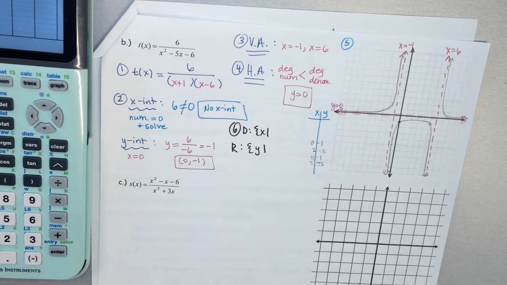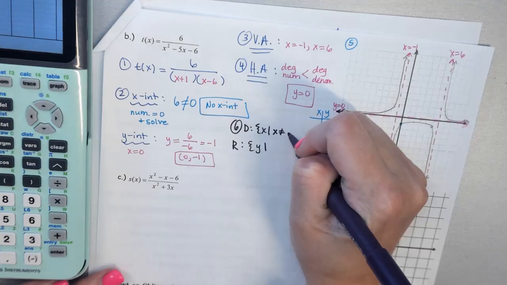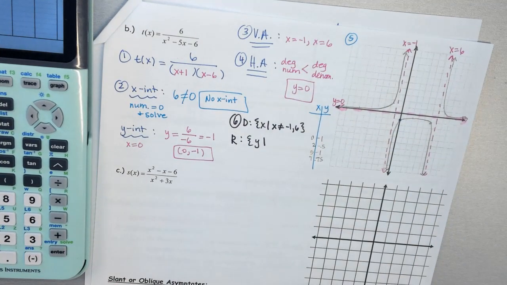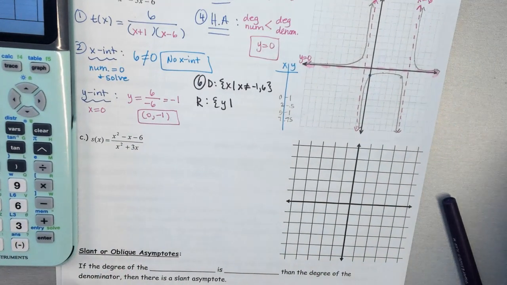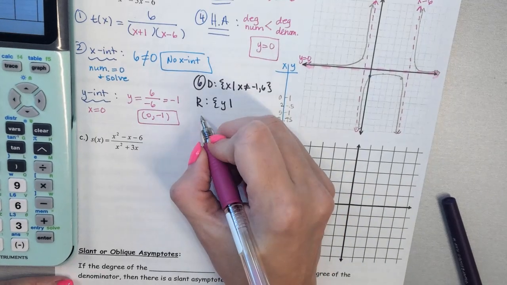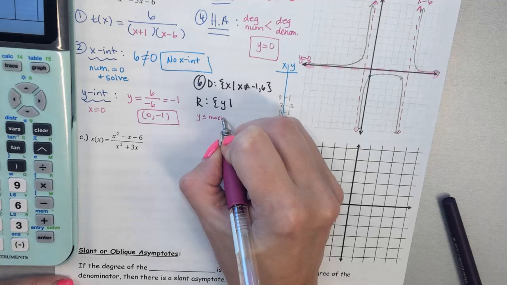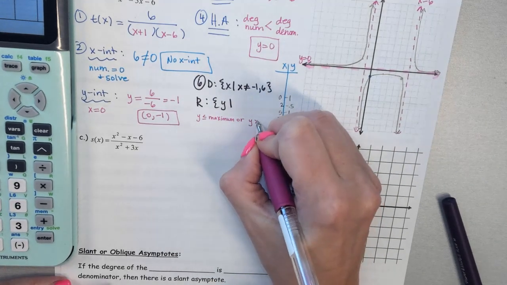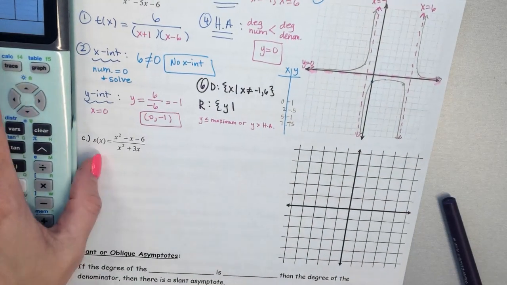Okay, so your domain is always going to exclude your vertical asymptotes. If you have both, you can just say x is not -1, 6. That's fine. And then if you have a parabola here, when you are setting up your y values, it's going to be y is less than or equal to the maximum, or y is greater than that horizontal asymptote there.